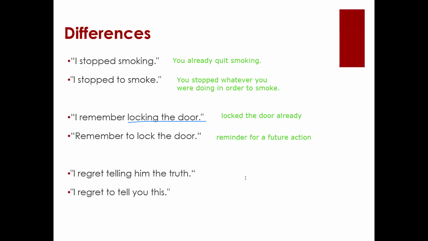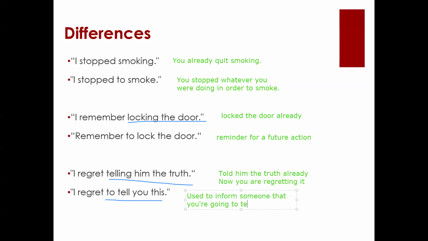So for the third example, I regret telling him the truth. This is a gerund. So did you tell him the truth? Yes, you did. Told him the truth already, and now you are regretting it. So a finished action. Now, I regret to tell you this, whatever this is, you haven't told them anything yet. So this is used to inform someone that you are going to tell them something unfortunate, right? So this is kind of used as an announcement.